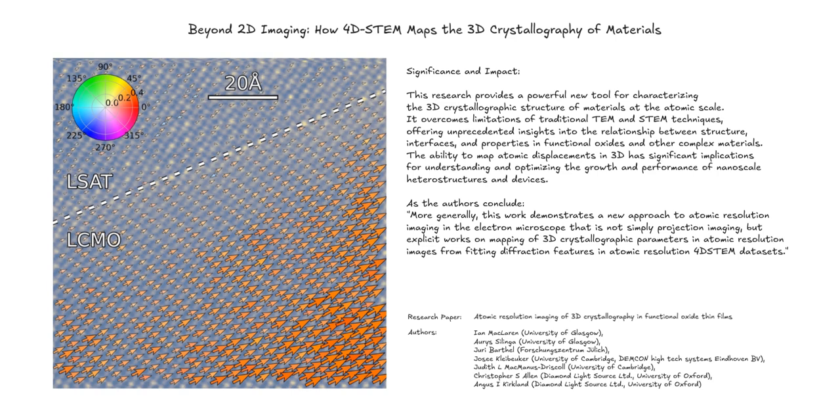The research team also used simulations to validate their findings. What was the purpose of these simulations and what did they reveal? Simulations are crucial for confirming that the experimental observations are accurately interpreted. The researchers created a virtual model of the LCMO crystal and simulated how electrons would interact with it. By comparing the simulated diffraction patterns to the experimental ones, they were able to confirm the validity of their 4D-STEM measurements. And strengthen the conclusion that 4D-STEM can reliably reveal the 3D arrangement of atoms.